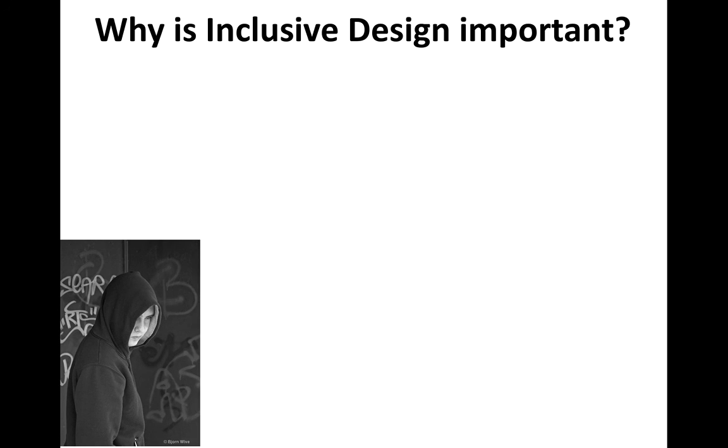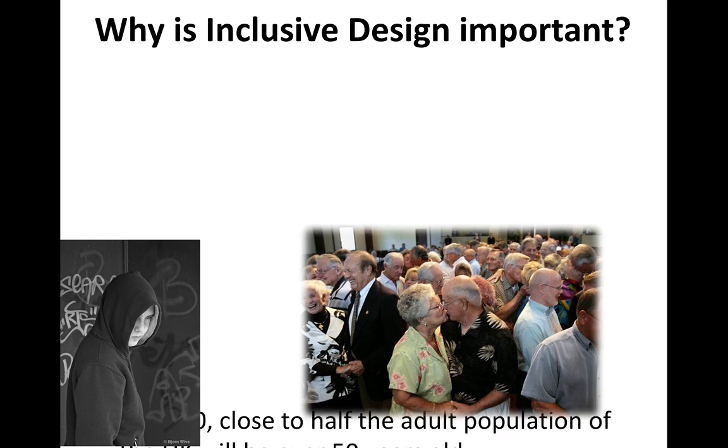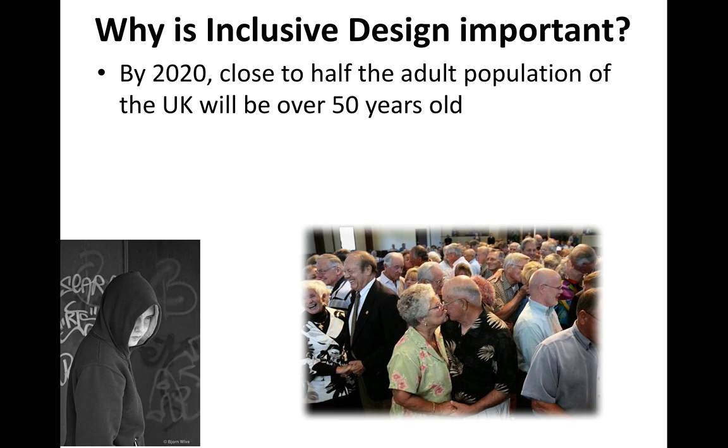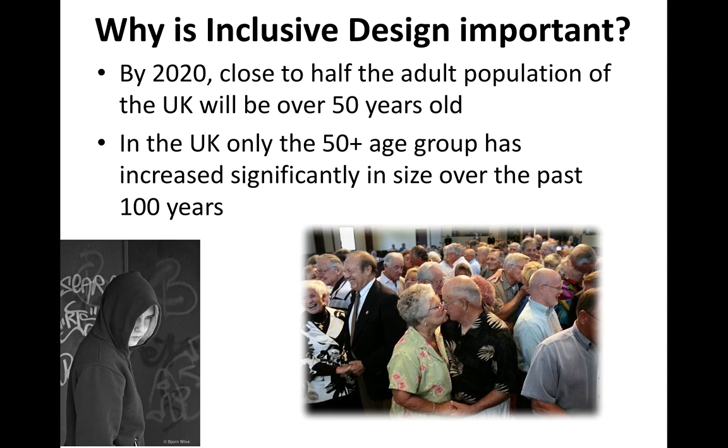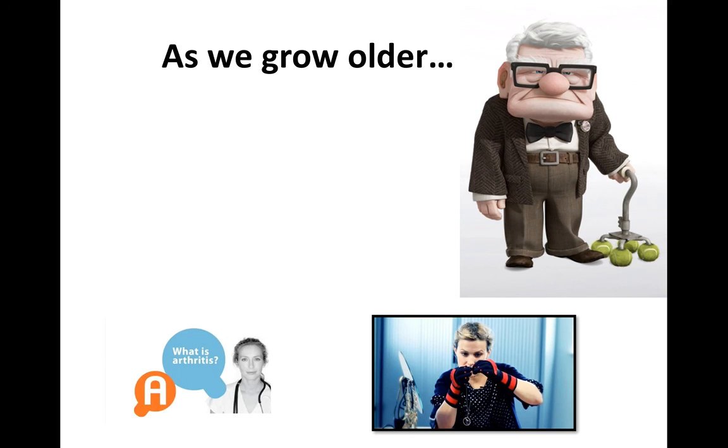Now, inclusive design is important because by 2020, close to half the adult population of the UK is going to be over 50. Okay, and in the UK, that 50 plus age bracket has increased significantly over the past 100 years. This is because of things such as better healthcare, okay, and fewer people dying at the end of the day. They just keep going and going, getting older.